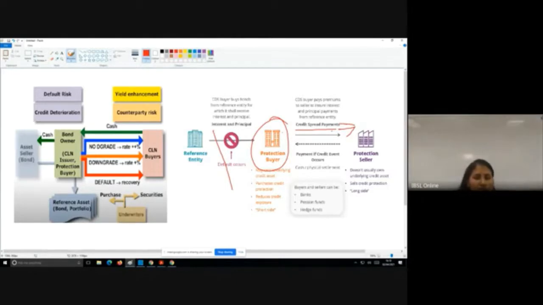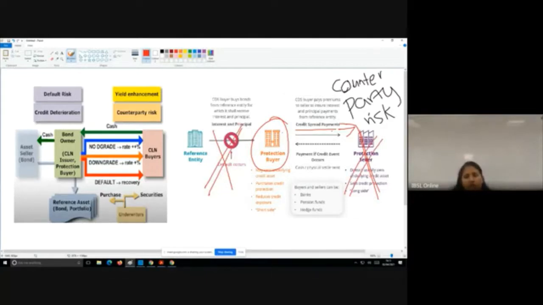Okay, but we also saw a risk where what did they have? They had counterparty risk. What was counterparty risk? Okay, what is counterparty risk? Yes, reference entity defaults, then the protection buyer goes to the protection seller for compensation. But protection seller is also now bankrupt. Then protection buyer will lose on reference entity and lose on the premium paid to the protection seller as well.